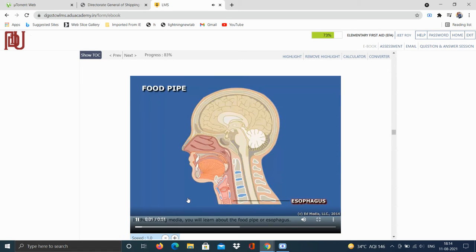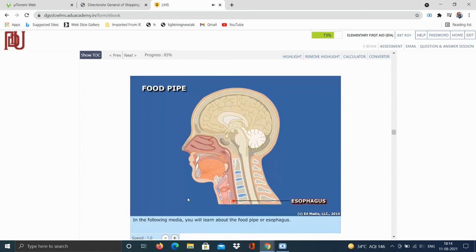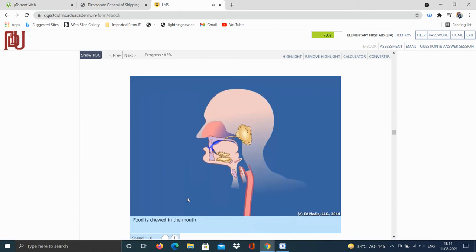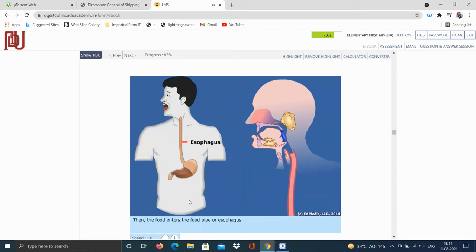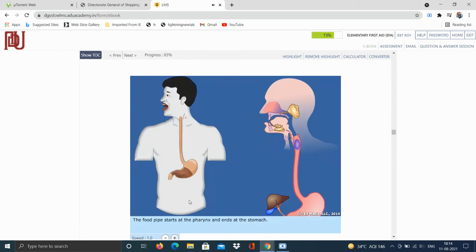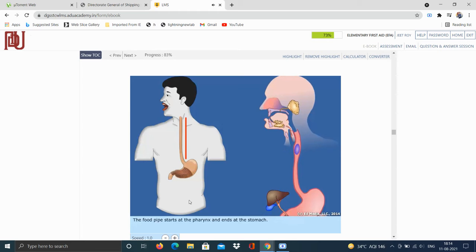In the following media, you will learn about the food pipe or esophagus. Food is chewed in the mouth. Then the food enters the food pipe or esophagus. The food pipe starts at the pharynx and ends at the stomach.